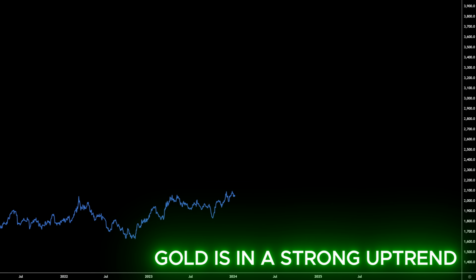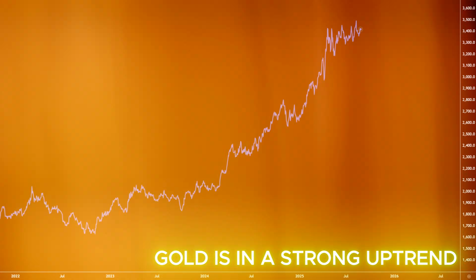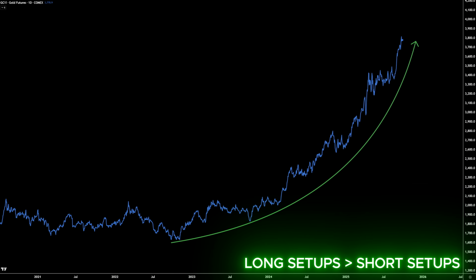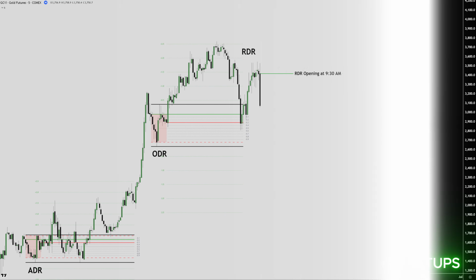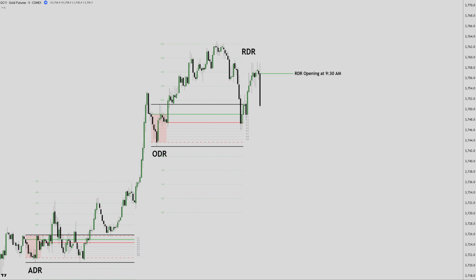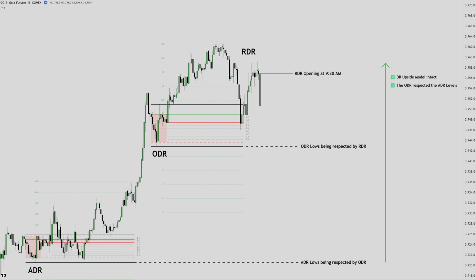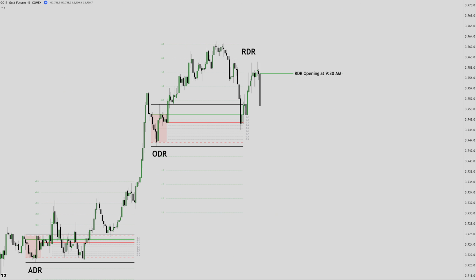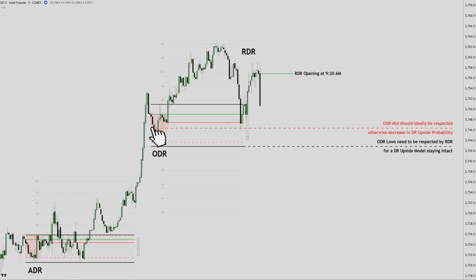Gold has been trending strongly to the upside for weeks. Naturally, the best setups align in that same direction. The very first 5-minute opening candle at 9:30 already gives us valuable information. The DR upside model is intact, since every session so far has respected the previous session's lows. For the regular session, we want the overnight lows to continue holding. Ideally, even the midpoint holds, because if that breaks, the upside probability decreases but not completely invalidates.